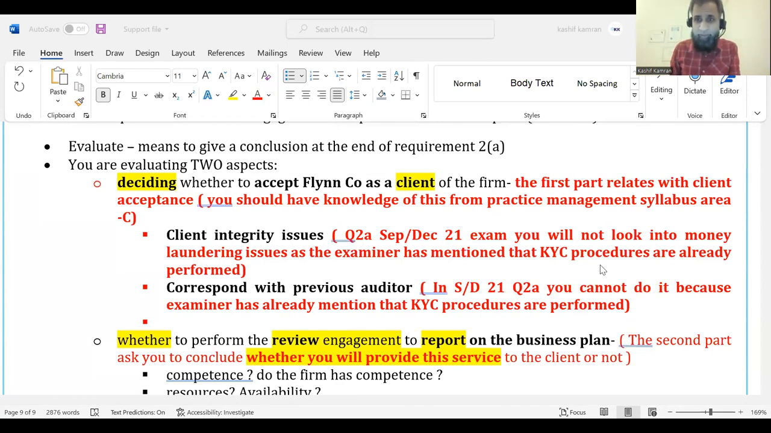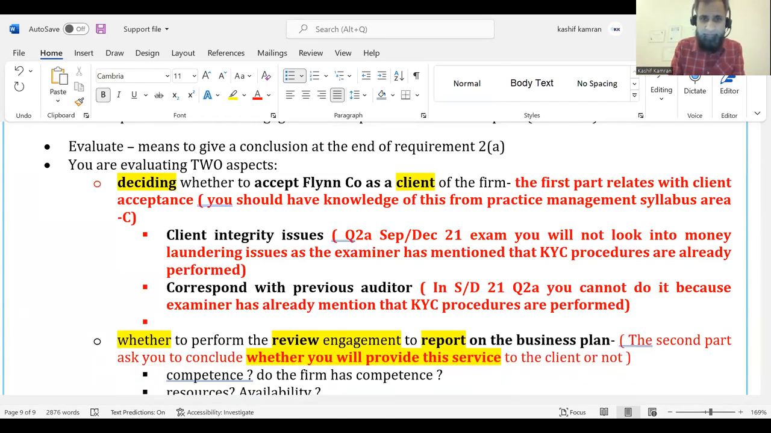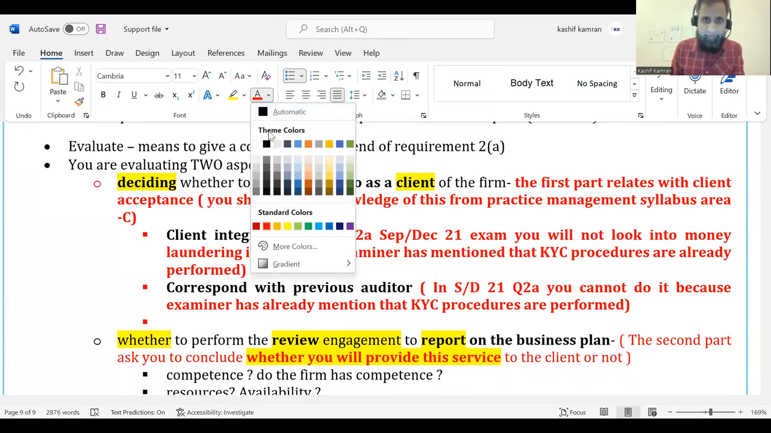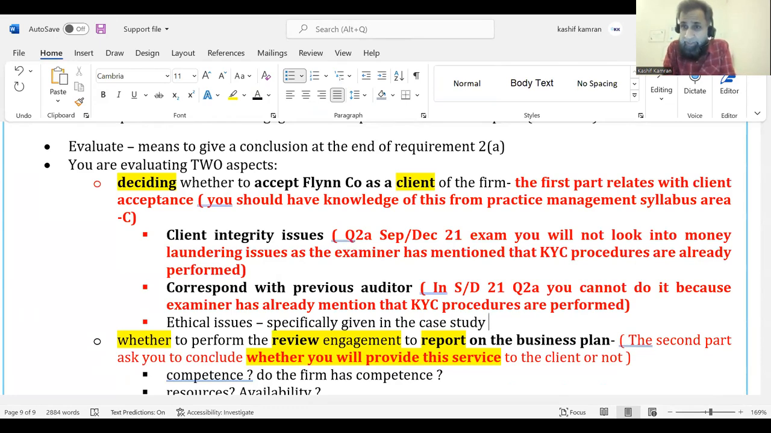Move next. When you're accepting a new client, you are looking for what? You're looking for ethical issues, specifically given in the case study. So are there any ethical issues when we are accepting Flynn as a client? It will be given in the case study. If there are any ethical issues, you need to look into the safeguards. Look for safeguards as well. You will get marks for that.